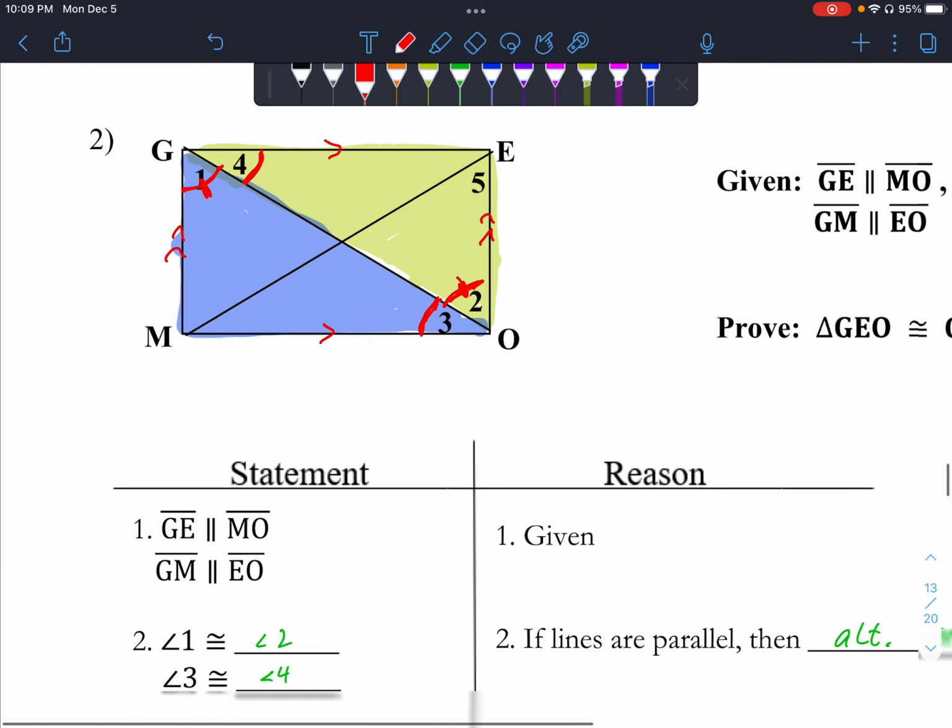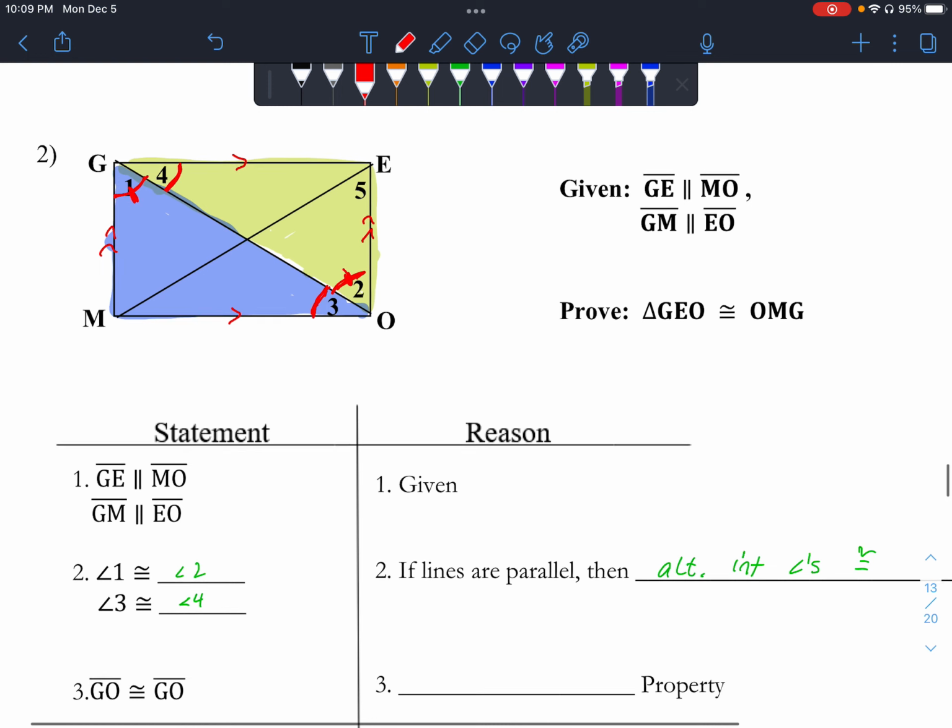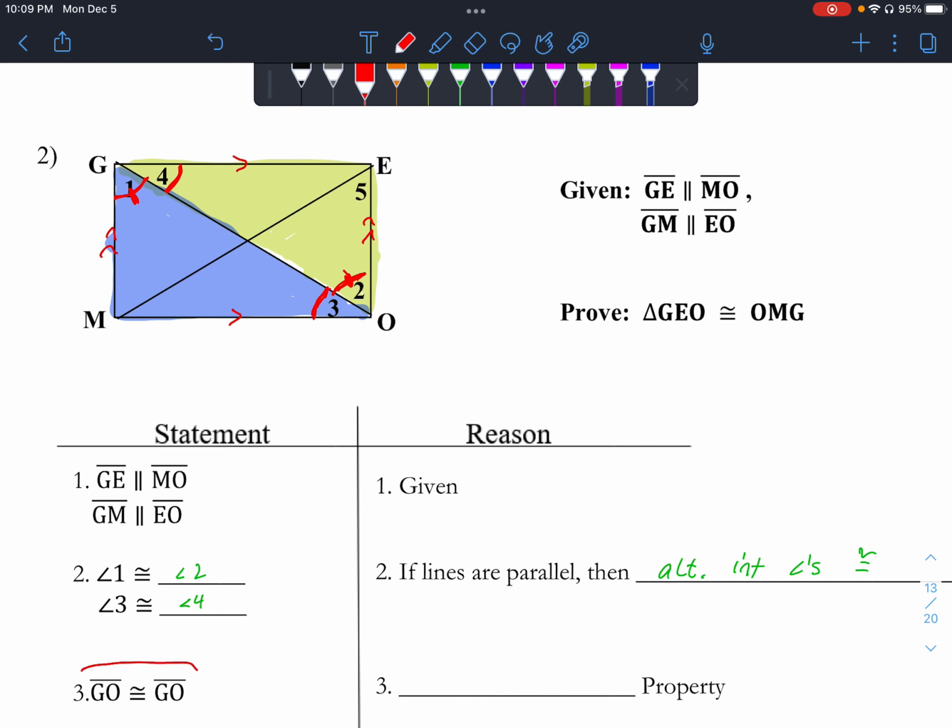That's that property we learned up top called the reflexive property. So we just list that same exact side twice. We say, hey, GO is used for one triangle, GO is used for the other triangle. Those two are congruent because of the reflexive property.